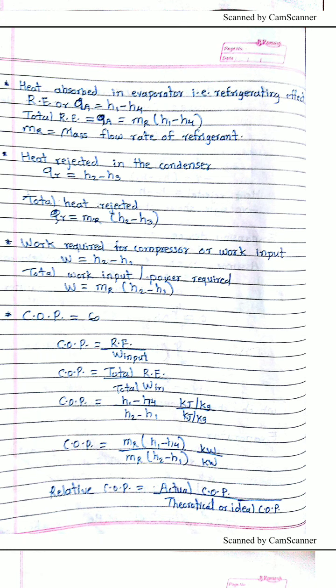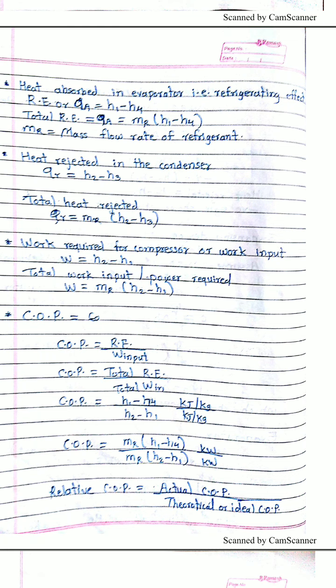If you are not taking the mass flow rate, it will be in kilojoule per kg, and if you are taking the mass flow rate in kg per second, at that time it will be in kilowatts. So my MR gets cancelled out. So the COP of the system is H1 minus H4 divided by H2 minus H1. COP doesn't have any specific unit, since it is the ratio of similar quantities.